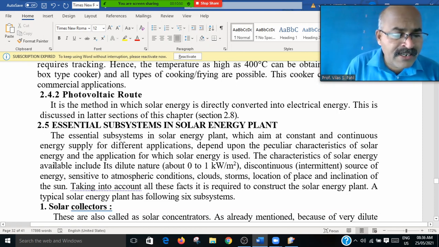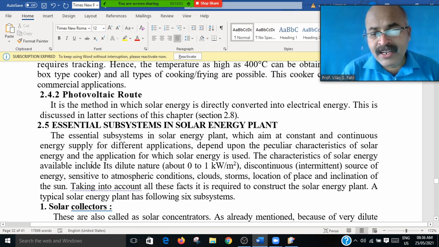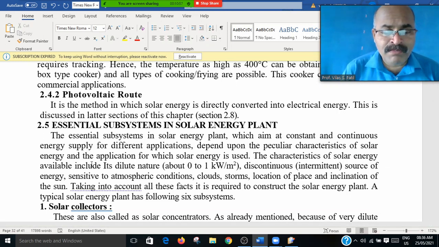The characteristics of the solar energy available include that it is dilute in nature. The power available from solar energy on the earth ranges from 0 to 1 kilowatt per meter square, and it is discontinuous. It is intermittent. That is the source of the energy, and it is sensitive to atmospheric conditions, that is cloud, storm, location of the place, and inclination of the sun. Taking all these facts into account, it is required to construct the solar energy plant. A typical solar energy plant has a minimum requirement of six subsystems.